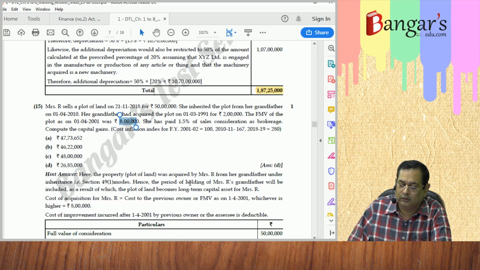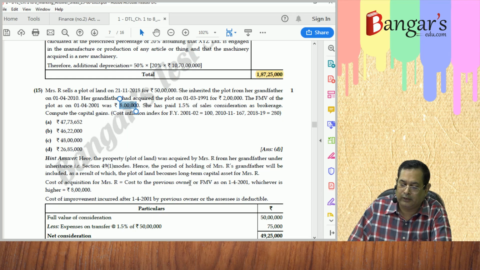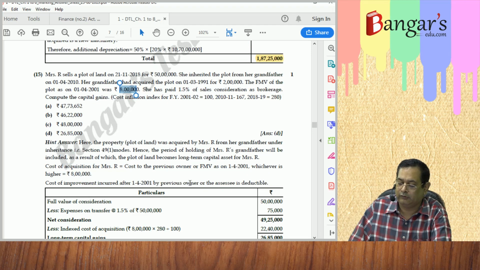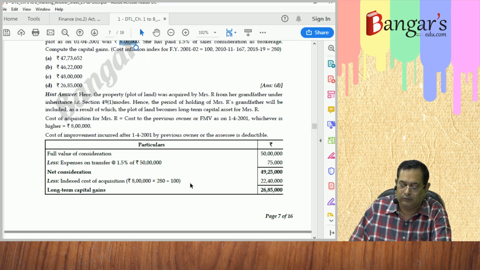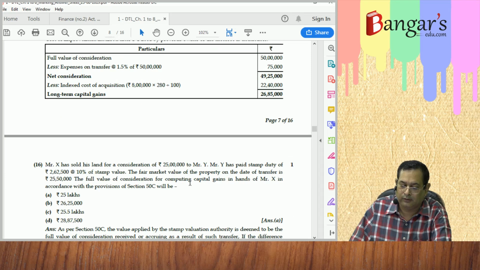So here the full value of consideration is 50 lakhs, less expenses on transfer, 1.5% of the sales consideration, less indexed cost of acquisition. The cost to the previous owner will become his cost. There is a fair market value as on 1/4/2001, 8 lakhs into 280 divided by 100. So this will be the long-term capital gains.